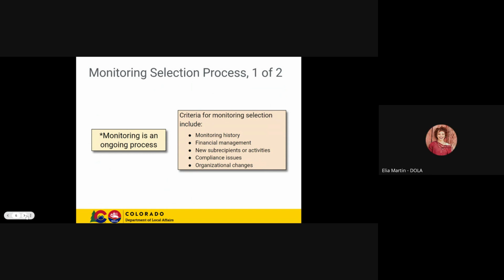ESG monitoring is a continuous process where DOH and the subrecipient maintain regular communication regarding the subrecipient's projects, activities, expenses, documentation, and other ESG-related efforts. The criteria used for monitoring selection includes the subrecipient's monitoring history, their financial management, whether or not you are a new subrecipient or have a newly funded project or activity, compliance issues that have been noted by your grant manager, and any organizational changes that have taken place.